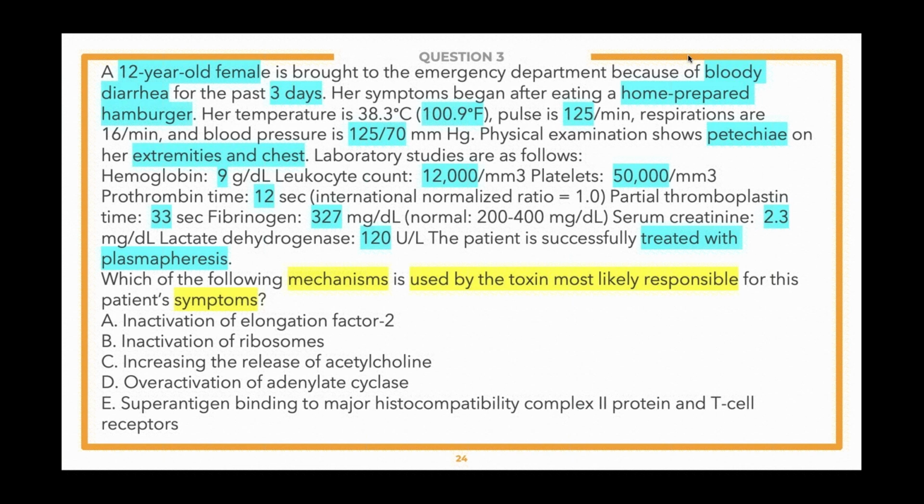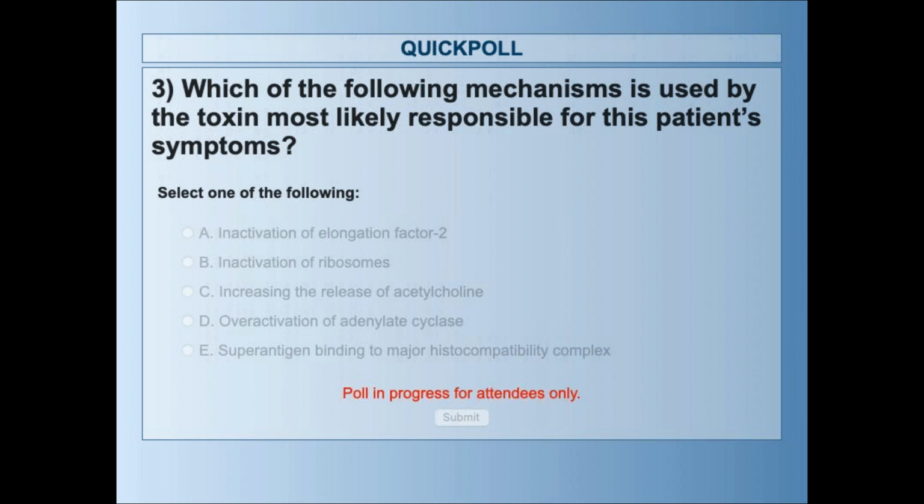So once again, we're going to go ahead and open up that poll. Go ahead and select what you think is the best answer here, and we'll talk about it in just a few seconds. I'll also read that last answer choice for you since it was a little long there. Answer choice E, super antigen binding to major histocompatibility complex 2 protein and T cell receptors. Well, thank you very much, Paras. Poll is open. We'll wait once again until 2/3 of you have responded.